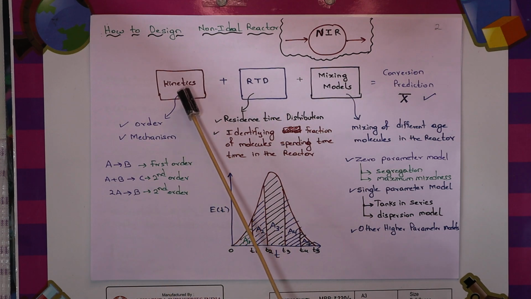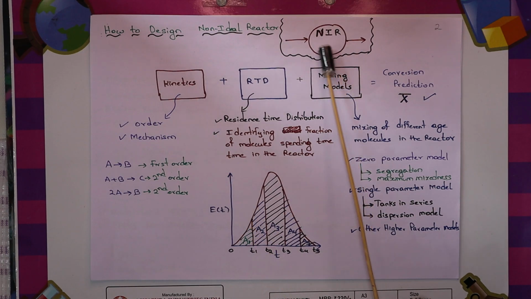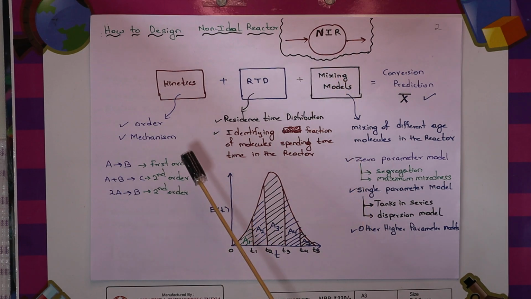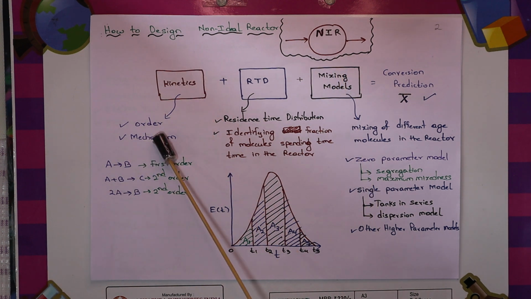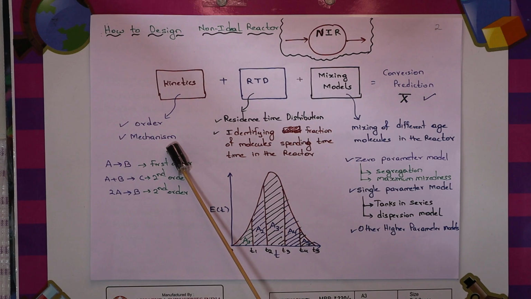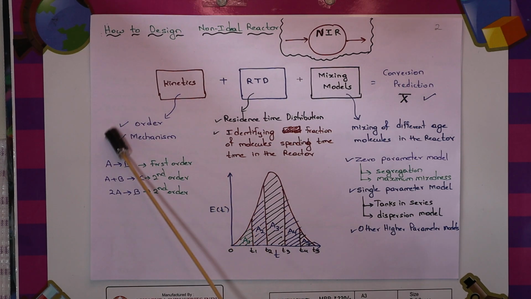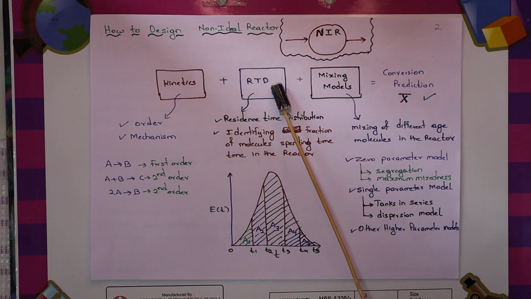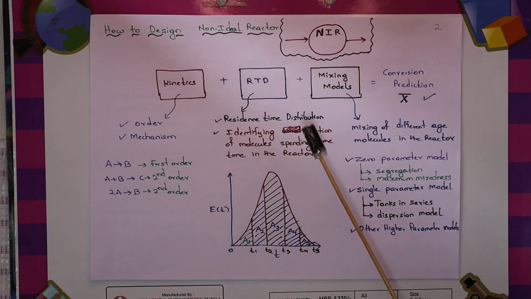One is, what is the kinetics? That is, what kind of reaction is happening inside: first order, second order, zero order. The kinetic information I require, and the mechanism, that means the order comes from this part, which was extensively discussed in part 1 of the CRE. And second is residence time distribution. I already told you that different molecules spend different amounts of time in the reactor. So that information comes from the residence time distribution. That means identifying the fraction of molecules spending a given time in the reactor.